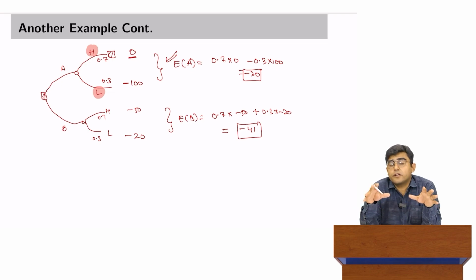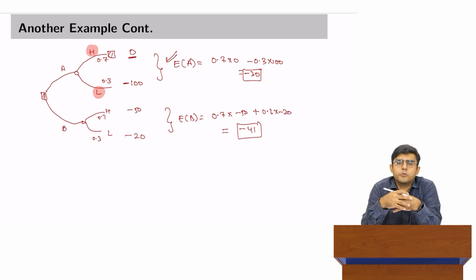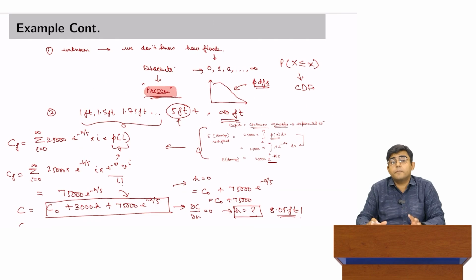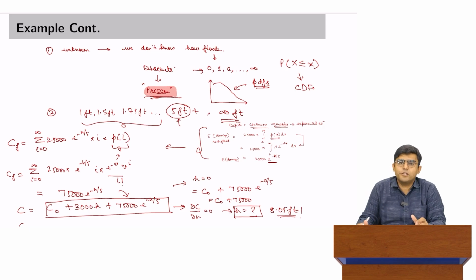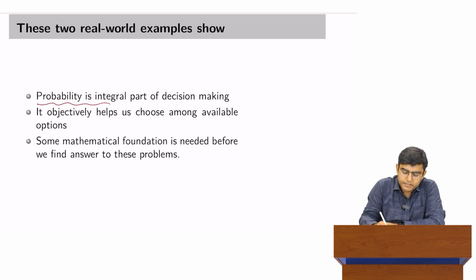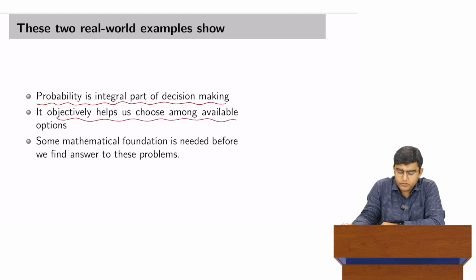I hope by now we are convinced that designing a problem, talking about a real world thing, is sometimes much easier. And when math comes into picture, a lot of pieces have to be put together. Our objective in our next discussion would be to equip ourselves with these fundamentals so that all these concepts that look very intimidating, full of maths and equations, become much easier, in fact much more trivial, when we have to apply them to real world examples. So these two real world examples show us that probability is an integral part of decision making. It objectively helps us choose among available options.